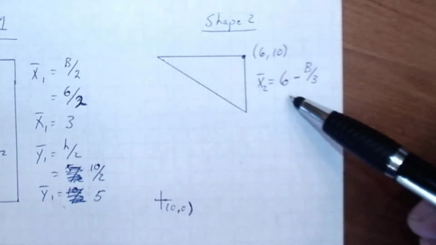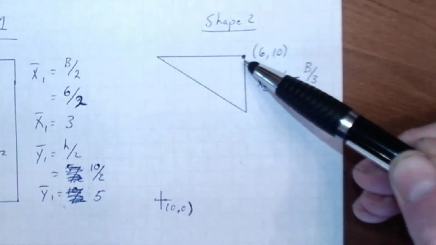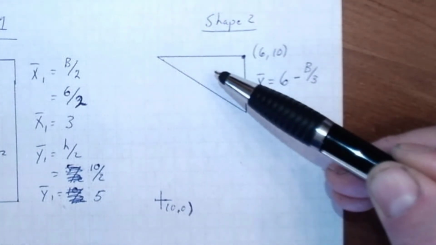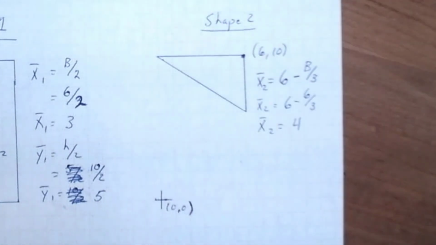So we take 6 minus base divided by 3, because our centroid in our formula is taking us in a negative direction. As you can see, x bar of shape 2 is 6 minus 6 divided by 3, which is 6 minus 2. X bar is 4. Go ahead and pause the video, take a second here, solve for y bar, see if you can get it right, and we'll come back and check your answer.